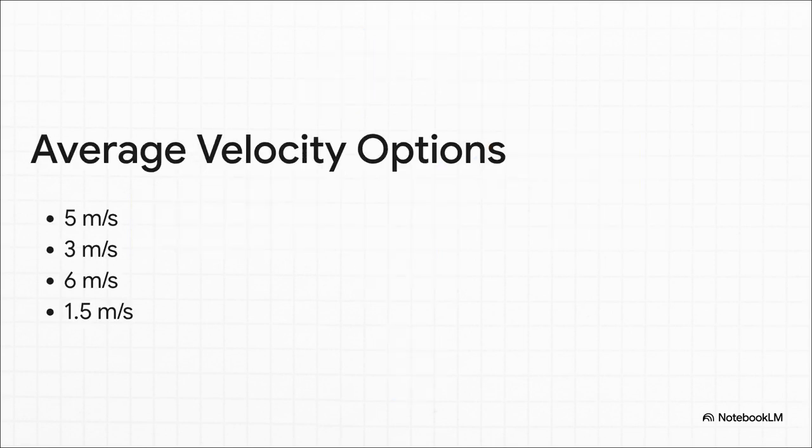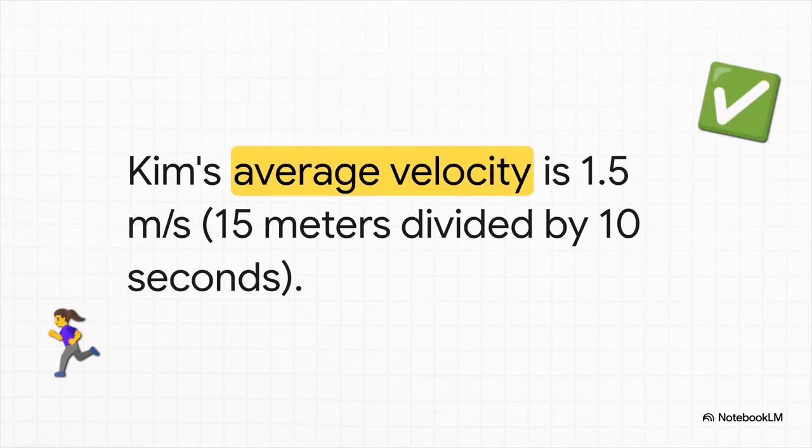Let's consider our options here. Is it 5 meters per second? Maybe 3, 6, or 1.5? I want you to really think back to the difference between the speedometer and the odometer that we talked about earlier. Think about the total journey. Take a second and lock in your answer. Okay, if you guessed 1.5 meters per second, you are absolutely correct.